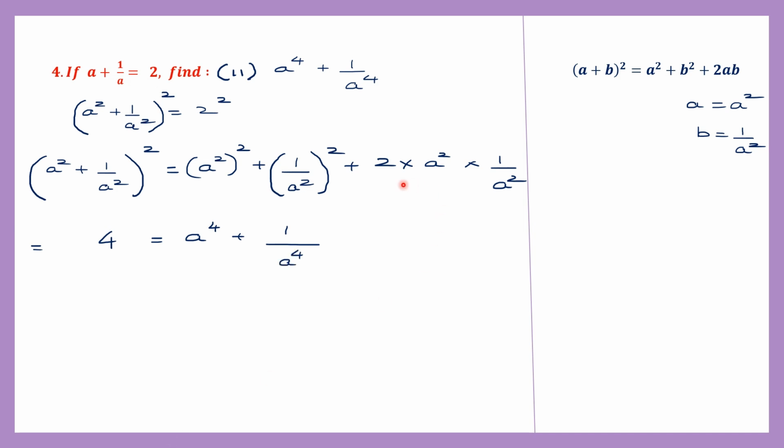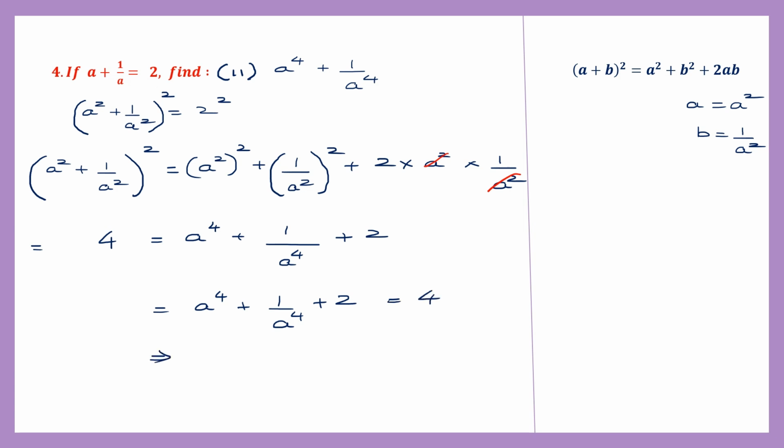Now let's look at this part and see if we can simplify this further. We can cancel a square and a square. So we only have 2 plus 2. So now we have to find a to the power of 4 plus 1 by a to the power of 4, isn't it? So we're going to leave it as it is. And on the other side we have 4.